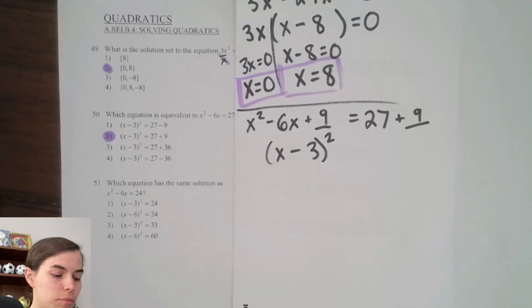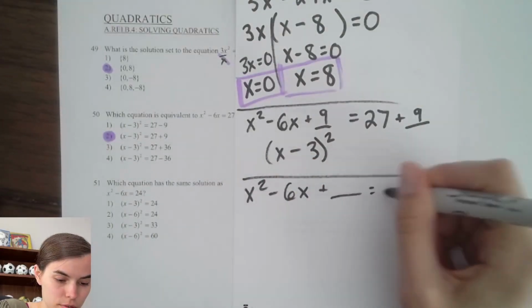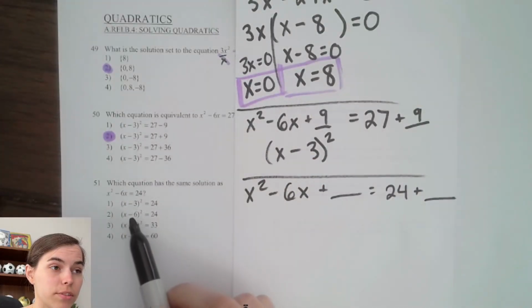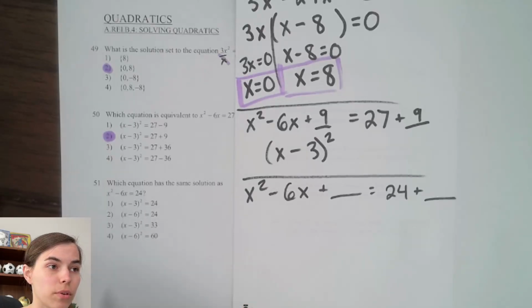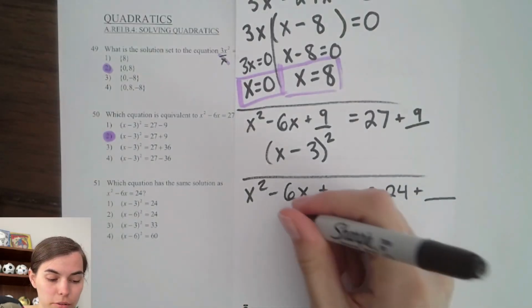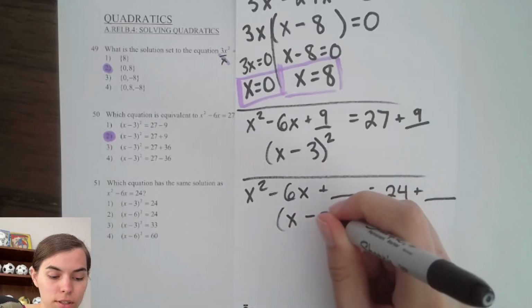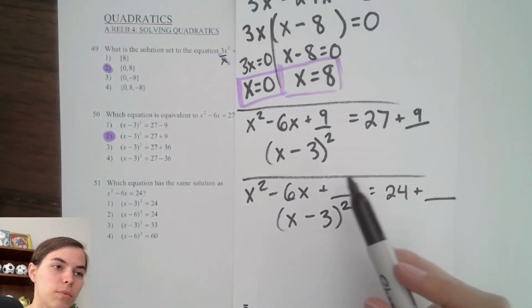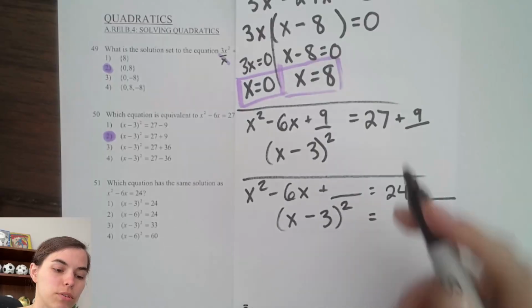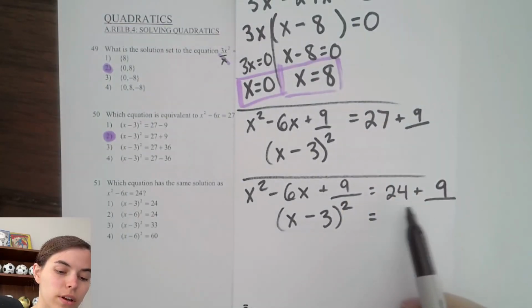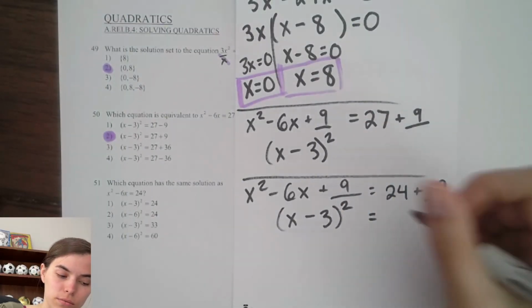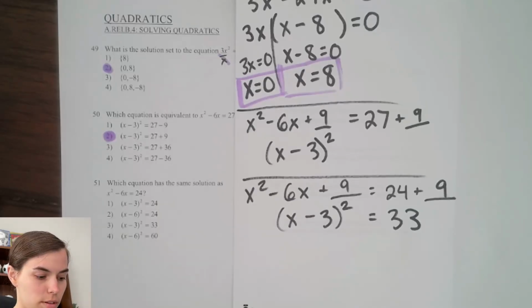Which equation has the same solution as x squared minus 6x equals 24? This is the same kind of thing. In fact, similar numbers as well. So same setup. This time the left sides are not all the same, so we're going to have to figure out which one that is. But remember, this number in parentheses is half of the b. So half of negative 6 is negative 3. And then to get what's in the blank, that's going to be negative 3 squared, which is 9. And on the right side, 24 plus 9 gives us 33, which is answer choice 3.